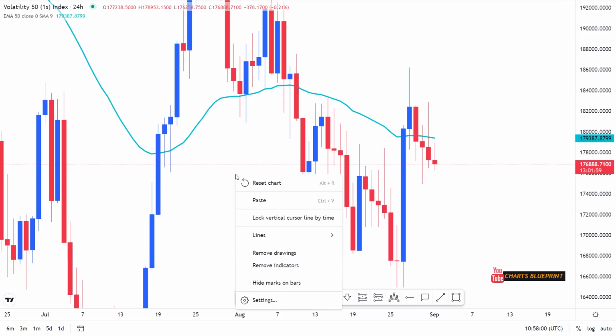After I have identified these levels, only then would I be confident enough to look for buying and selling trade opportunities once price trades back to these identified levels.